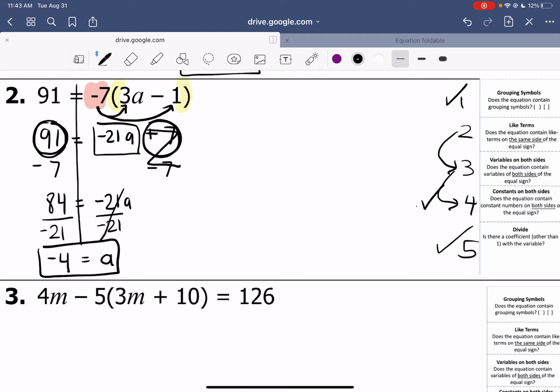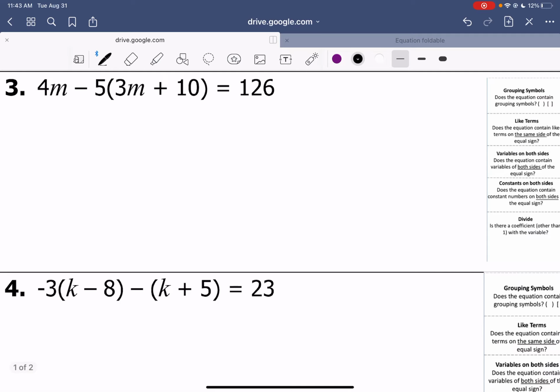So we divided properly. Okay, so number 3. So again, I'm reading these questions in order over here on the right. So this is 1, 2, 3, 4, 5. That's the steps in solving. So our first question is, does the equation contain grouping symbols? And we do have our grouping symbols. We have our parentheses right here.